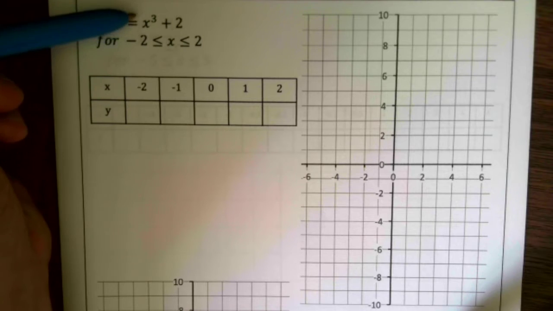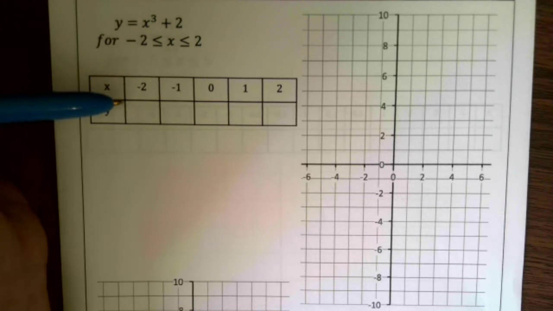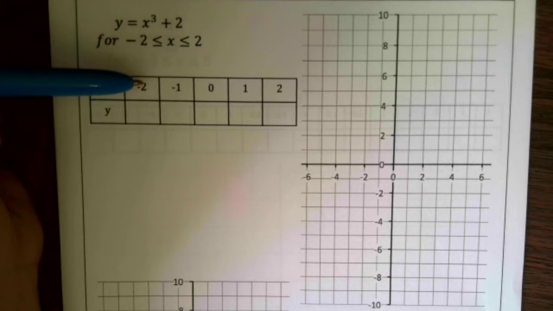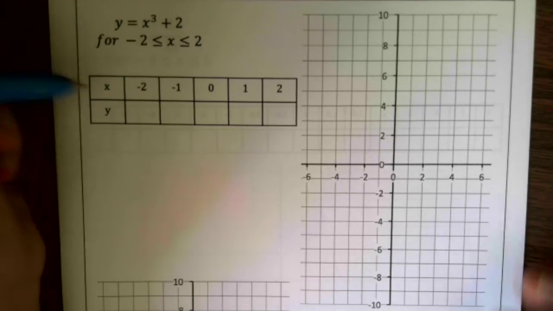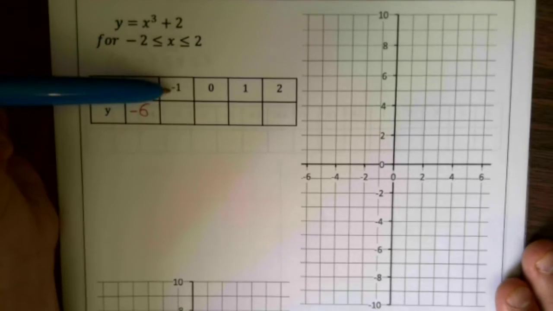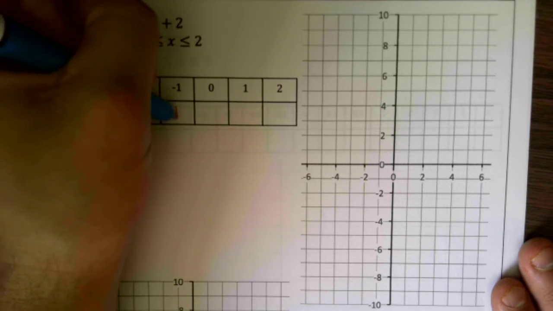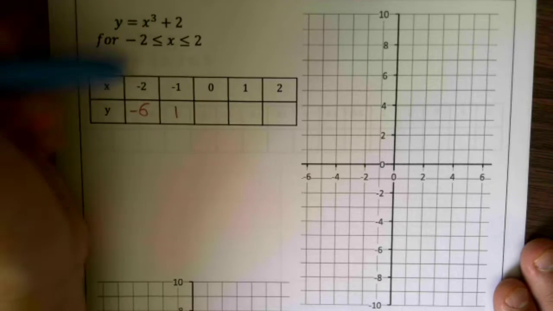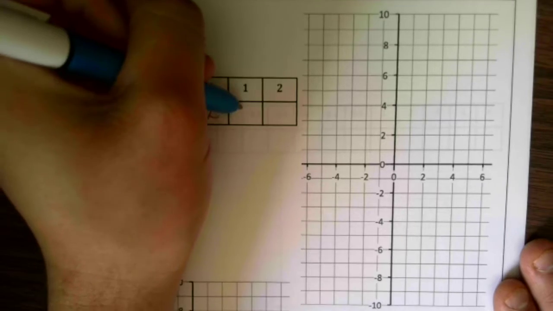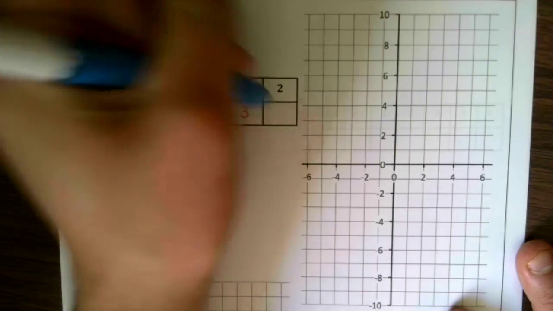So when x is -2, I'm going to cube that. That's going to give me -8. So -2 multiplied by -2 gives you +4. Multiplied by -2 gives you -8. Plus 2, so that's -6. For -1, -1 cubed is -1. Plus 2 is 1. 0 cubed is 0, plus 2 is 2. 1 cubed is 1, plus 2 is 3. 2 cubed is 8, plus 2 is 10.